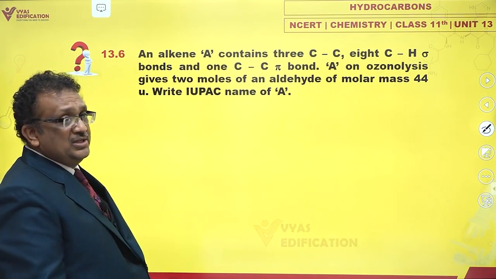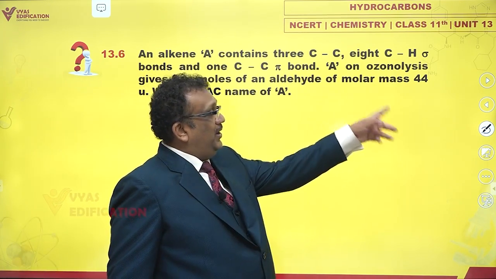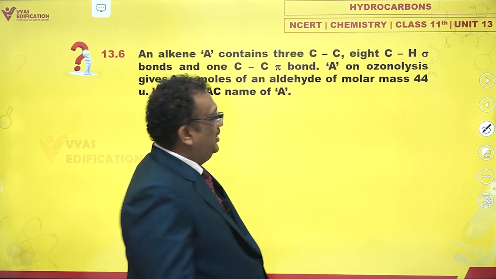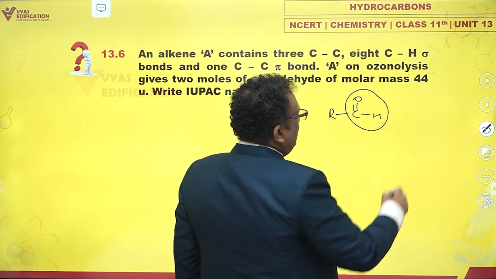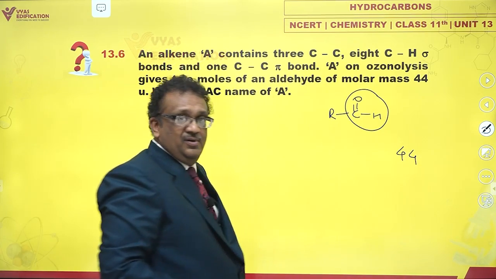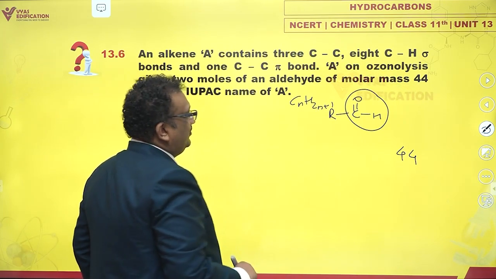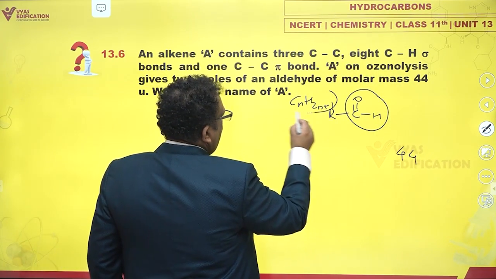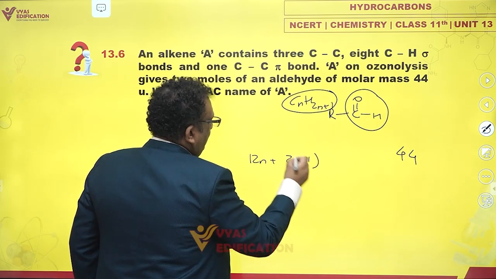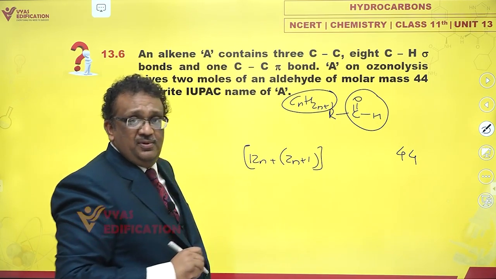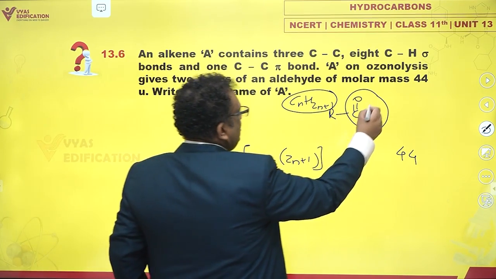A on ozonolysis gives 2 moles of an aldehyde. So I have 2 moles of an aldehyde of molar mass 44. Now that is very simple. If you have RCHO, this is an aldehyde, and this has a molar mass 44, right? And R, what is R? R is CnH2n+1. Can I find out this molar mass, 12n plus 2n plus 1? This is the molar mass of the alkyl group. What about the aldehyde CHO? Carbon 12, oxygen 16, 28, and this is total 29.